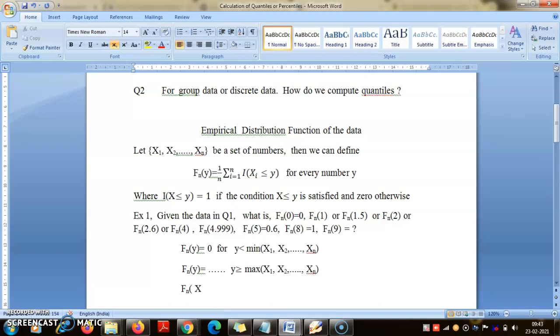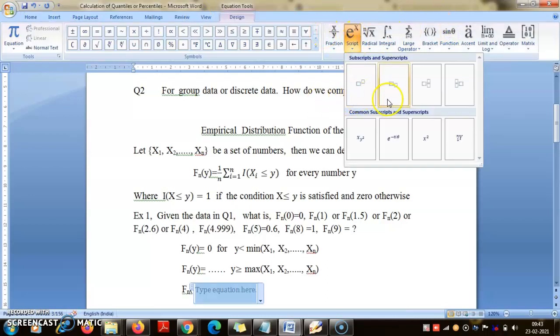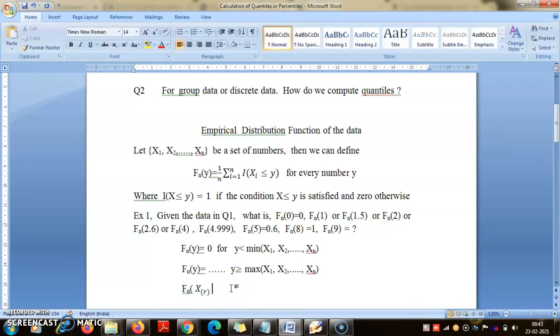Let me use this here. Insert x, r. So this is what I am asking now. What is this equal to?